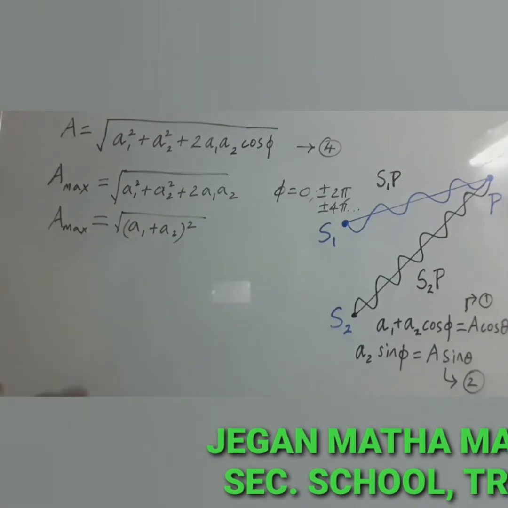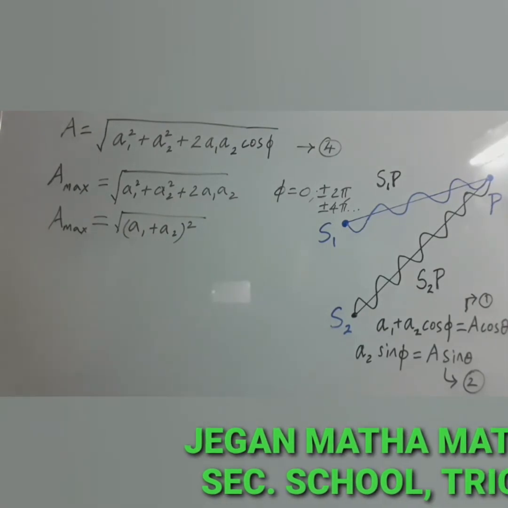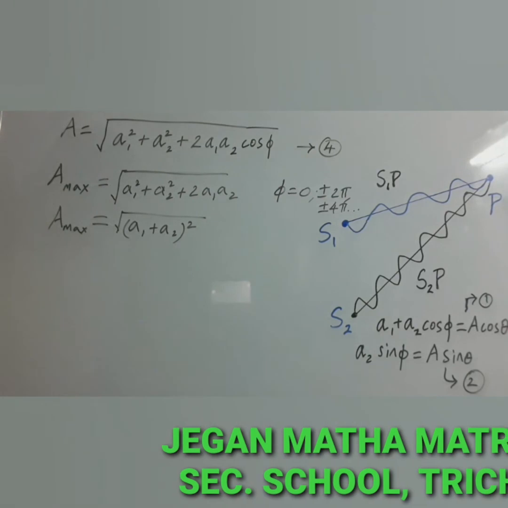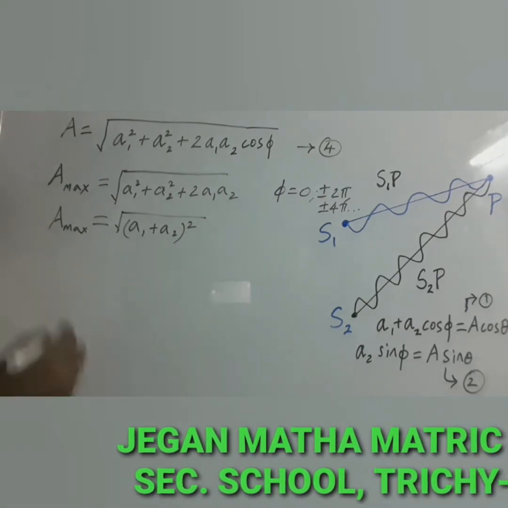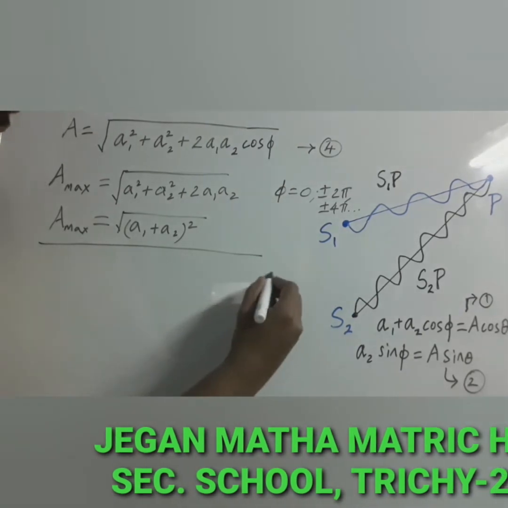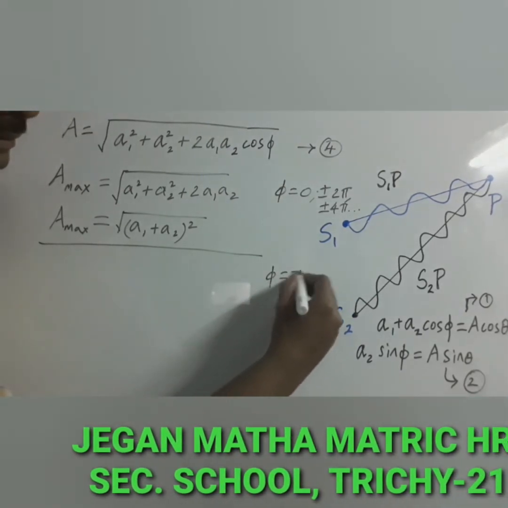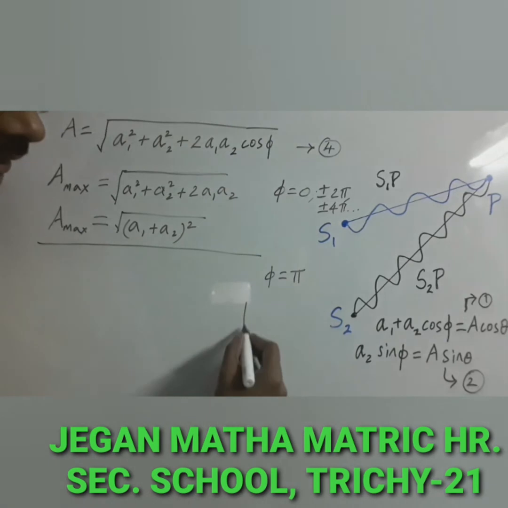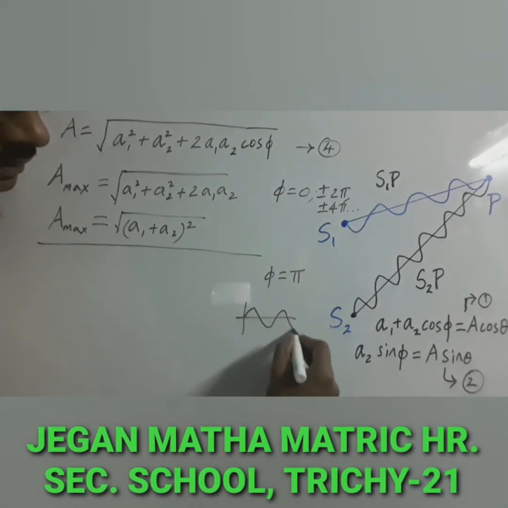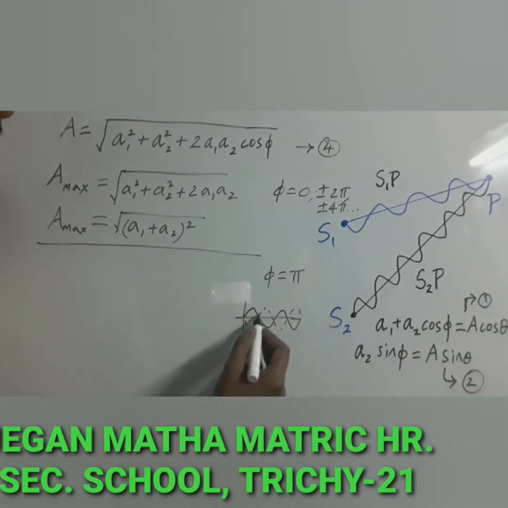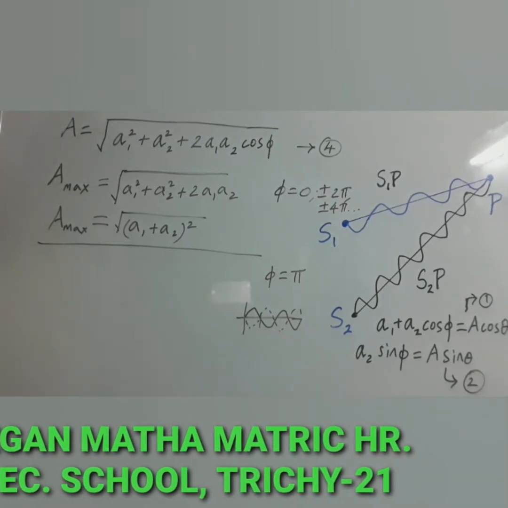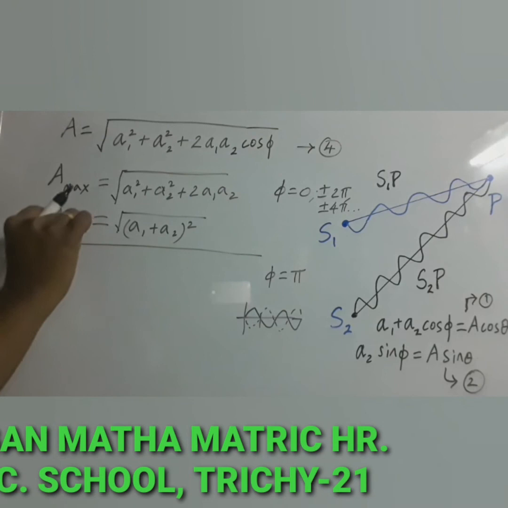Then we can decide when the resultant amplitude will be minimum. For that, destructive interference has to take place. To get destructive interference, what is the condition? The phi value should be equal to pi. Then only there will be destructive interference. So for the second wave, what is the phase difference between them? Pi is the phase difference. So with destructive interference, the amplitude will be minimum.